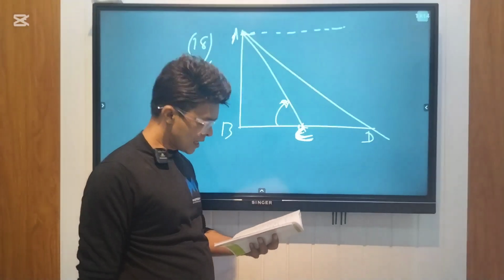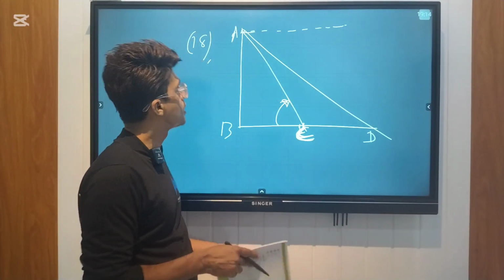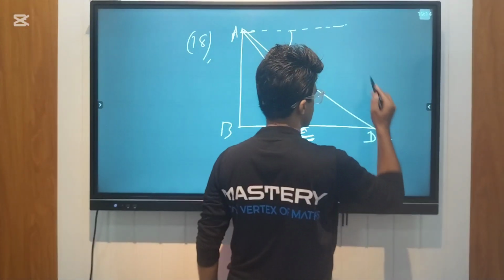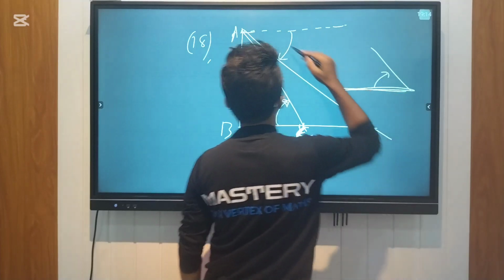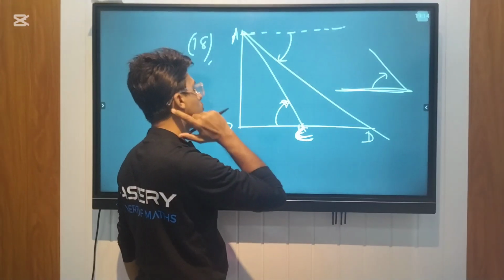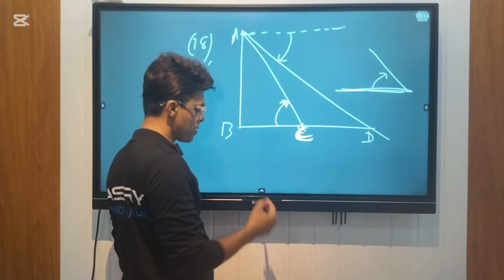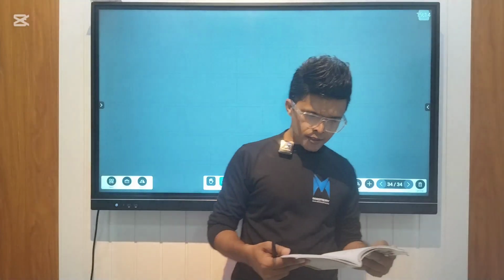In the second question, it says the angle of depression of D from A. This is the depression angle. This is the elevation angle, the angle of elevation. This is the angle of depression of D from A. These two angles should be marked. This is the answer for this question.